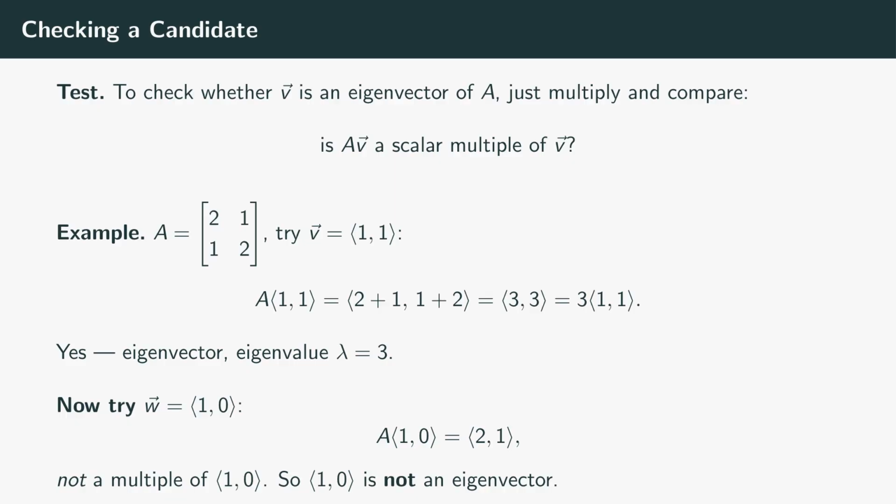Now test a different candidate, the vector 1, 0. Multiplying gives 2, 1. Is 2, 1 a multiple of 1, 0? No. The second component went from 0 to 1, so the direction changed. So 1, 0 is not an eigenvector of this matrix. That is the entire test, multiply, and ask whether you landed back on the same line.